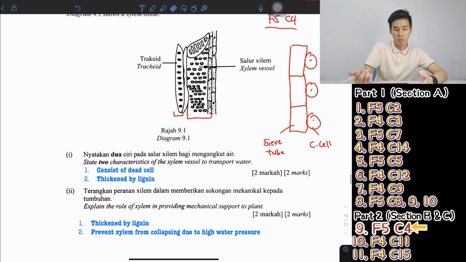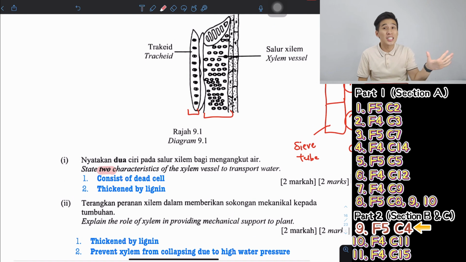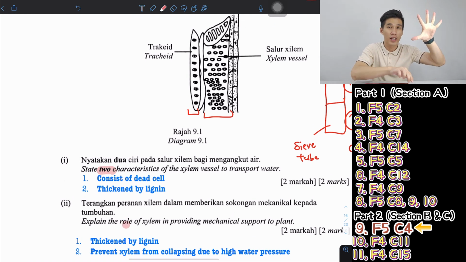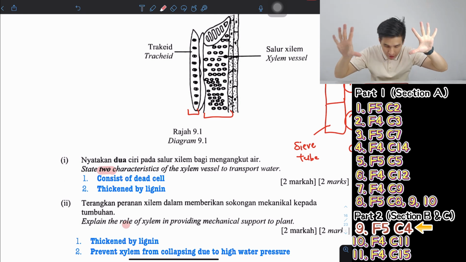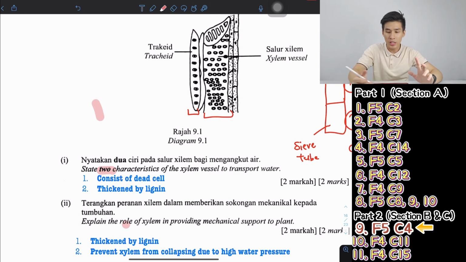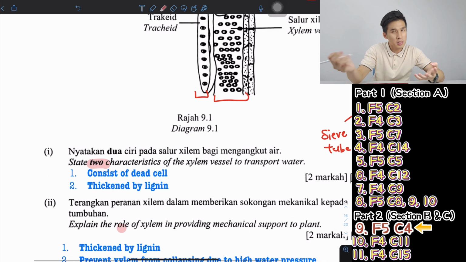Whereby the first question, very common, they ask you to state two characteristics of the xylem structure. Now for this question, they didn't ask you to explain the characteristics. Normally, for characteristics, you have to state and explain. But for this one, they just ask you to state only, meaning you don't have to explain. Fewer marks, but easier though.